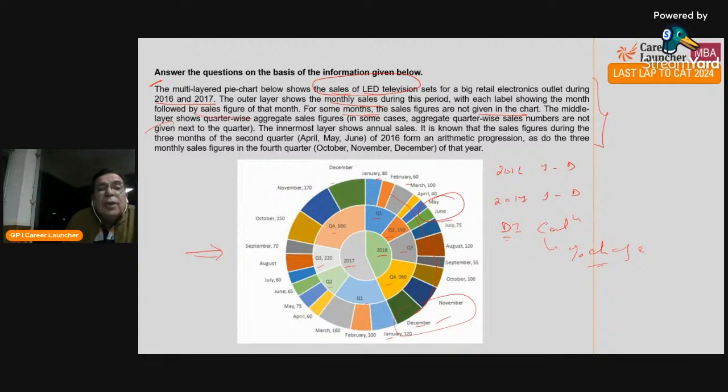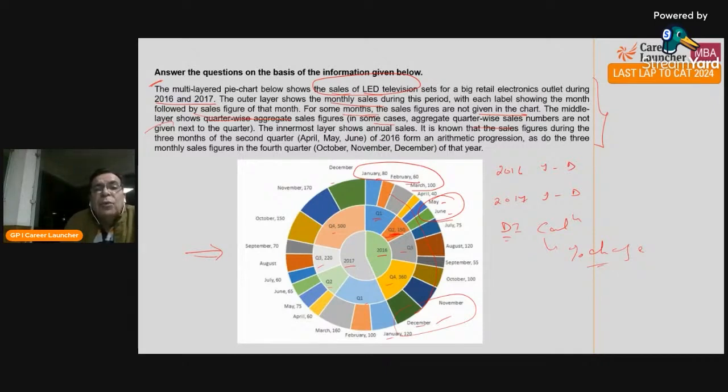The middle layer shows the quarter-wise aggregate sales figure. In some cases, aggregate quarter-wise sales figures are not given, but we can always calculate. So Q1 is not given, but we can always calculate Jan, Feb, March. Q2 is given to us as 150, but May, June are not given. So obviously, we'll need to do some basic calculation to find out these numbers.